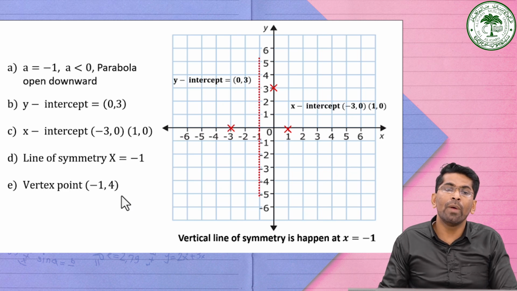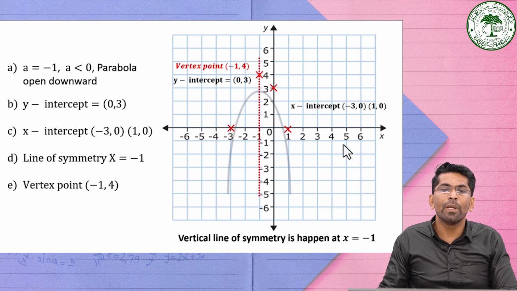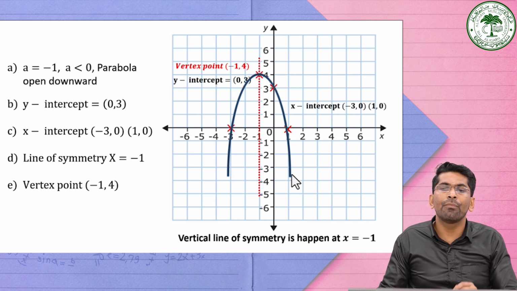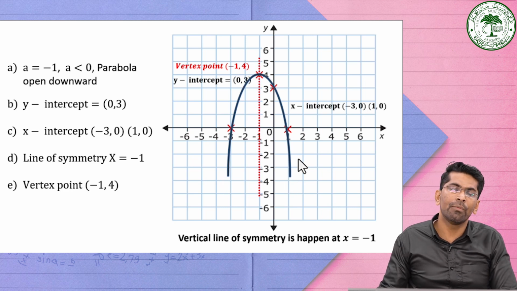And what is the maximum value? That is, the vertex point is 4. So, here the vertex point is at minus 1, it is 4. So, now we can join all these plotted points, then you will get a parabola. See, it is open downward. So, this is the graph of the quadratic equation which we were given. So, in this way we can draw the graph of a quadratic function.